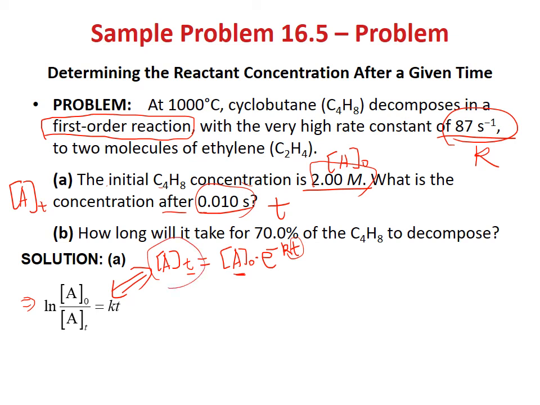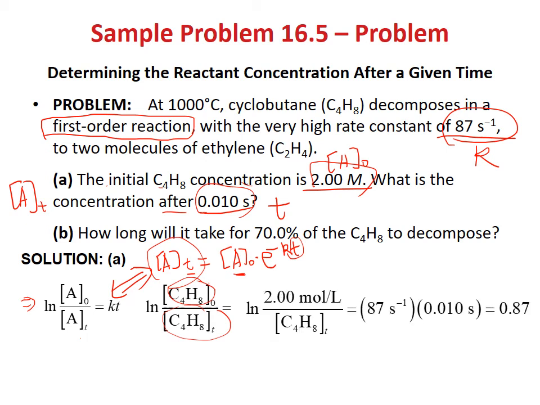If we plug in everything, you should get the concentration at 0.01 second. Now you may also plug in step by step. A naught over At in this case is the cyclobutane initial concentration over the concentration at a certain time. So it is natural log of 2 divided by the concentration that we want to calculate, and the right side is kt. Here is the k, here is the t, and multiplication gives you 0.87.